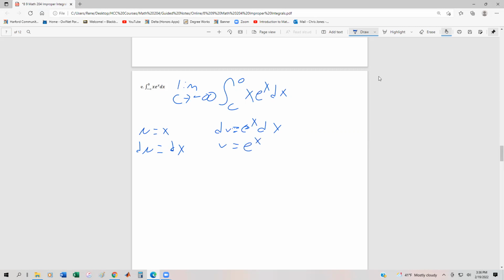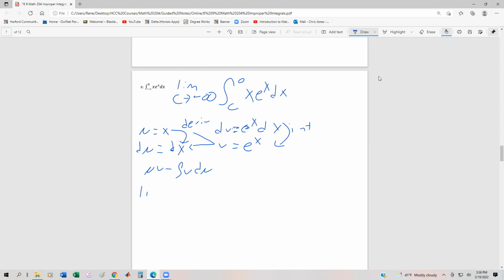Remember, to go from u to du, you take the derivative, and to go from dv to v, you integrate to get rid of the dv. Our formula for integration by parts is uv minus the integral of v du, and I just try to write it out to help me remember. So uv is going to be x e to the x.